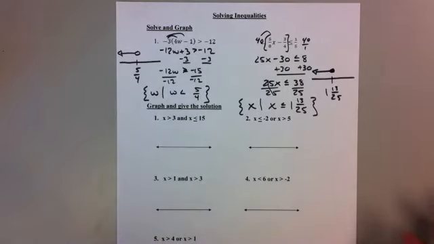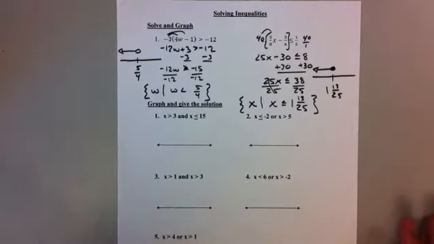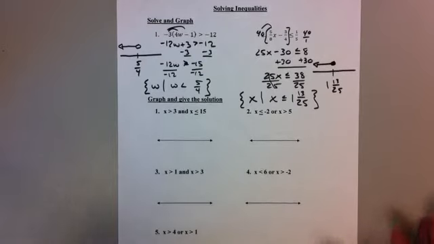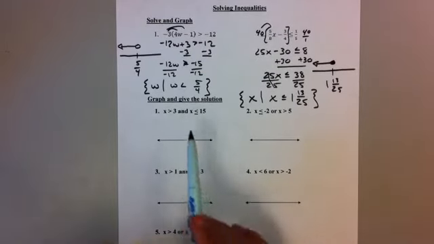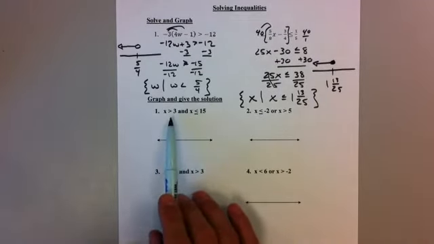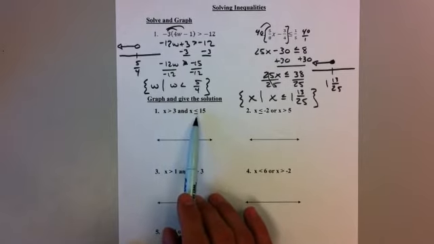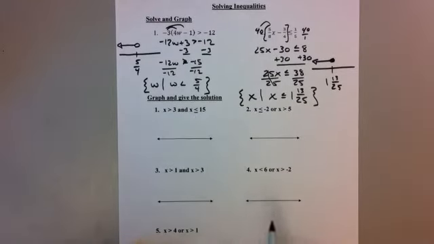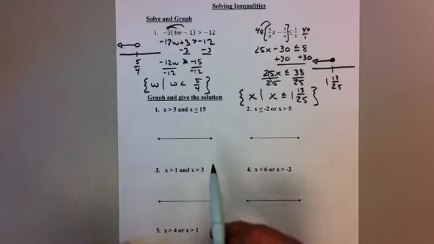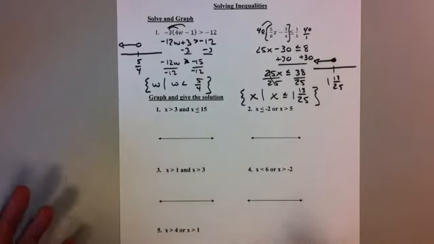But what I would like to do here today is talk about graphing multiple inequalities, or what we'll soon call compound inequalities. So let's take a look at what we have here. It says down here, graph and give the solution to x is greater than 3 and x is less than or equal to 15. So in other words, I want to know what are the numbers that are bigger than 3 and less than 15.